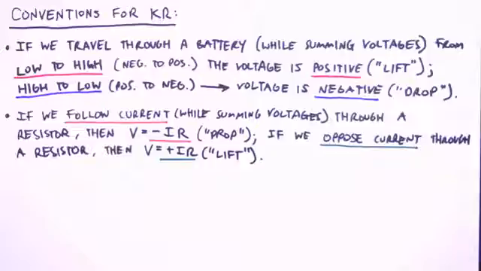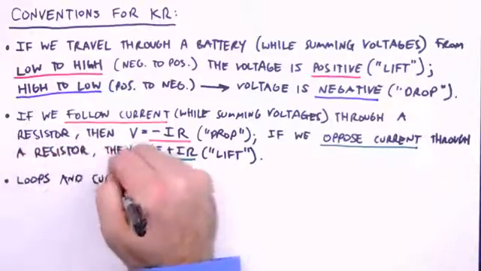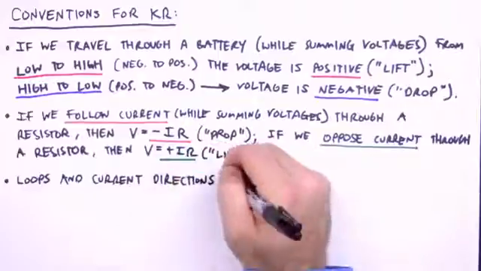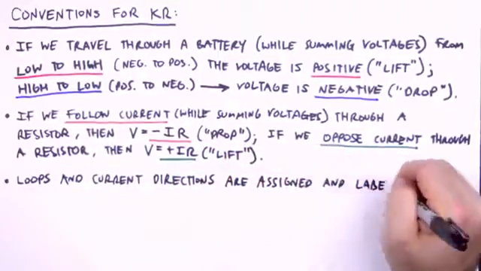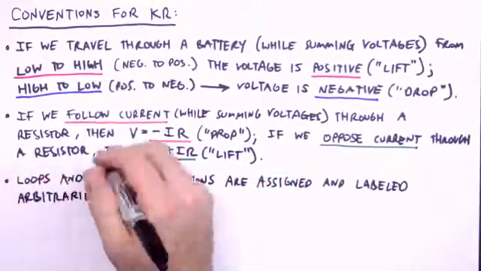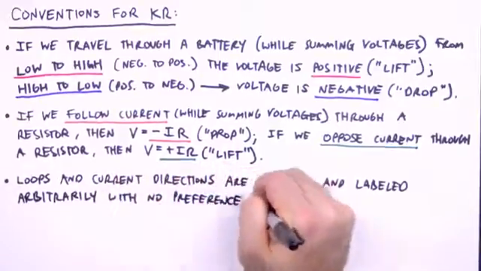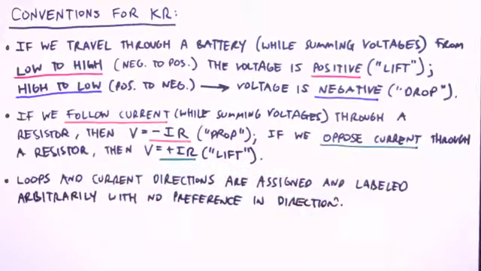Now a lot has been said about the directions of currents and loops. How are these directions initially decided? This is the best part. The directions of loops and currents are assigned and labeled arbitrarily, with absolutely no preference in direction. So long as the circuit is correctly analyzed, using Kirchhoff's rules, the actual direction of positive charge flow will be revealed in our results. So it's kind of like choose your own adventure in physics land. Physics land!